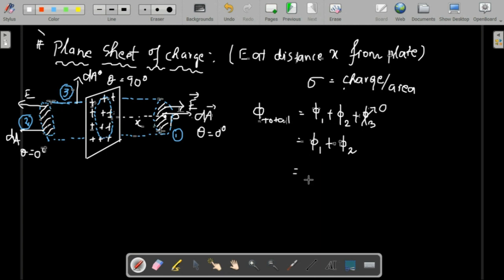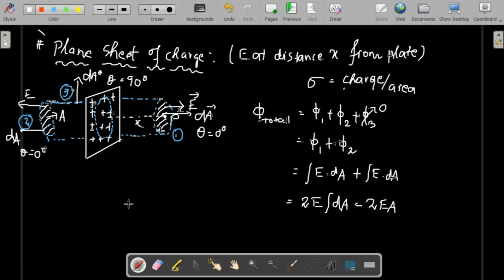So here, let's not complicate things. Let's say the area is A. If I want to find this, I can simply write E dot dA cos 0. This is also E dot dA. Cos 0 is 1, so I will just keep it like this. The 2 times electric field can be taken out. Integration of dA, let's say the area is A, so I'll write it as 2EA. Okay, so that's my total flux.